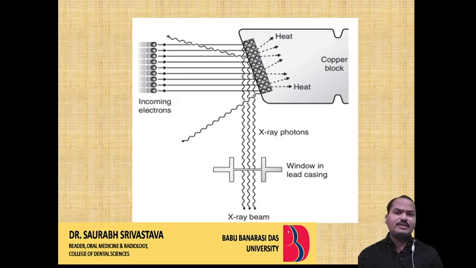So this is the diagrammatic representation of the bombardment of the electrons from the cathode to the target metal, which is placed on the copper stem at an angulation. This bombardment will release X-rays as well as heat. Heat will be produced to about 99% and X-rays will be about 1% or less.